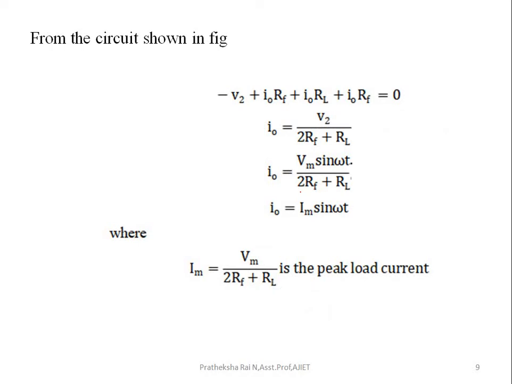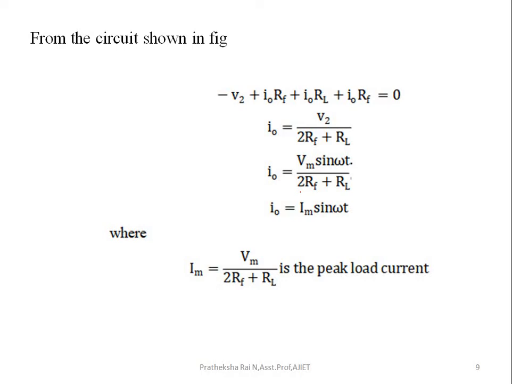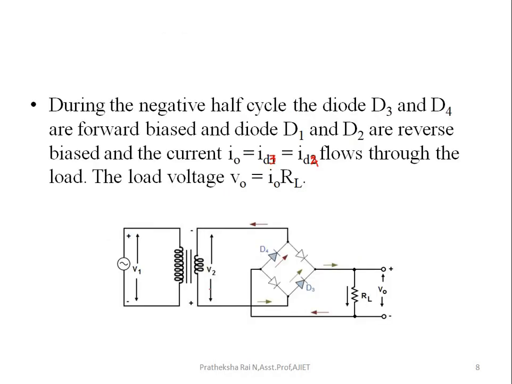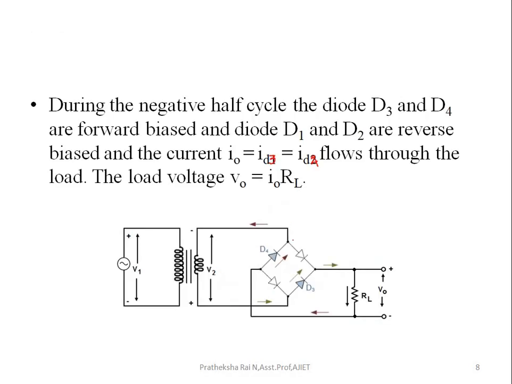Now from the circuit, we have to find what is I0. How do we find I0? We have to apply KVL. From the circuit, when we apply KVL, what do we get? Minus V2 plus, what is the voltage across this? It is nothing but I0 into RF. And the voltage drop across this is also I0 into RF.